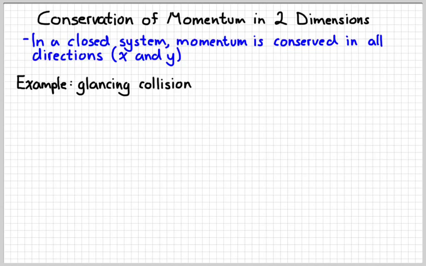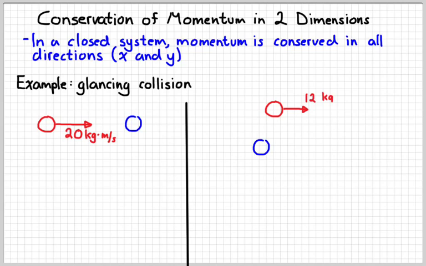So, for example, suppose we had a glancing collision. A good example of that is if you've ever played pool or billiards, depending on how fancy you are, and you shot a ball at another ball, and afterwards they go off at an angle to each other. This occurs quite often in that game. Let's suppose we have a situation like this.